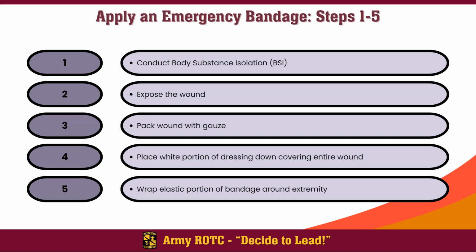Step 1, again, we're going to conduct that BSI. And we're going to expose the wound, pack that wound with gauze, and that was all of that hemostatic dressing that we just talked about. Now, with an emergency bandage, there's a white portion on the dressing that you want to press down over the wound, directly covering the entire thing. You're going to wrap the elastic portion of that bandage around the extremity.